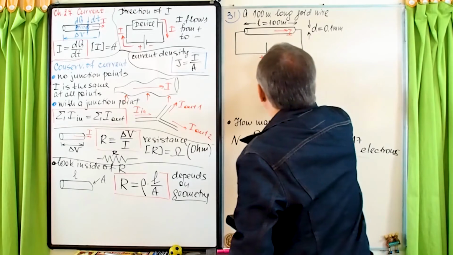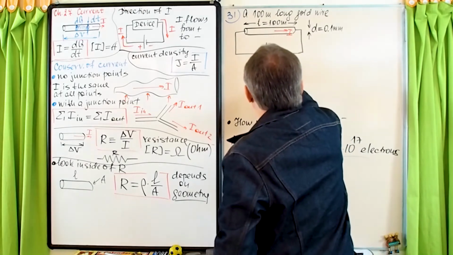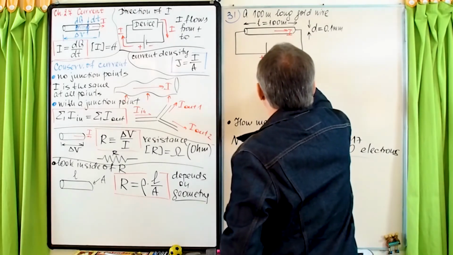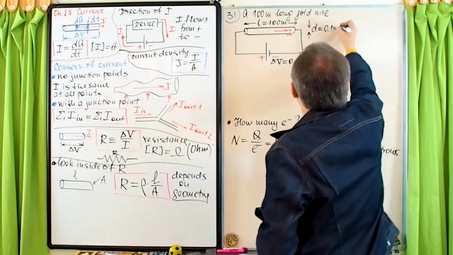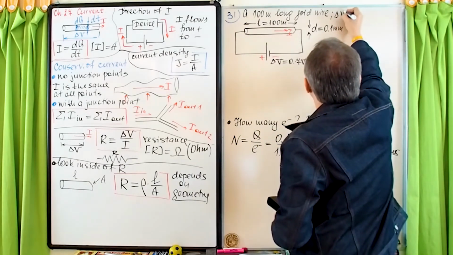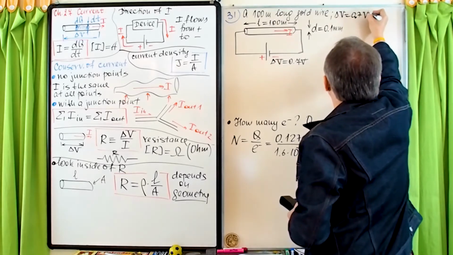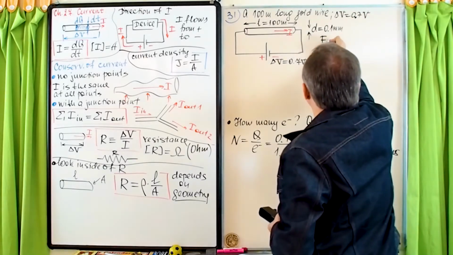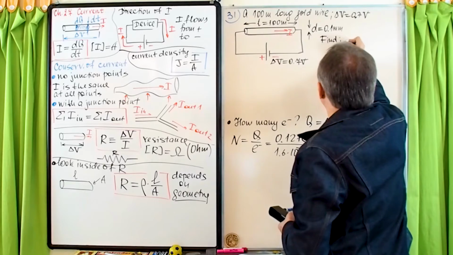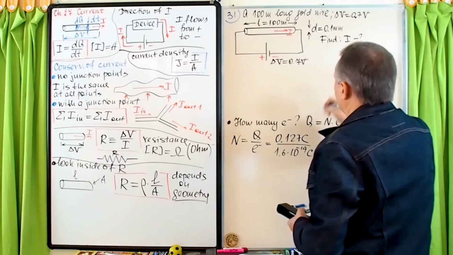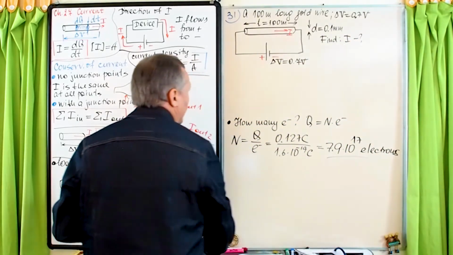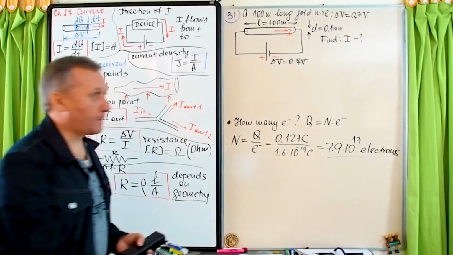So what information about the battery? It's a watch battery, 0.7 volt. So delta V is 0.7 volts. So what we need to find? As I said, we need to find the current flowing through this wire.